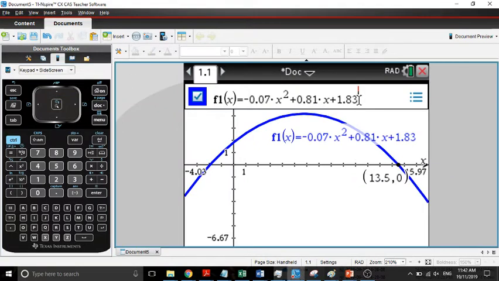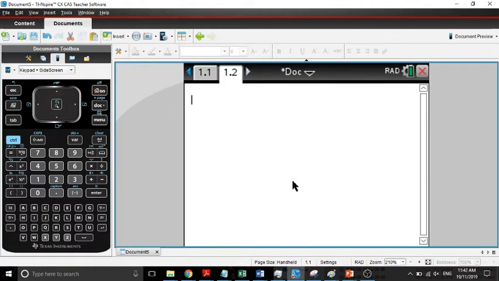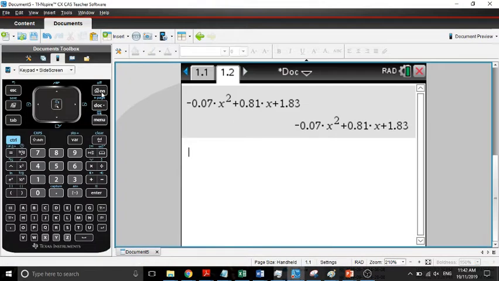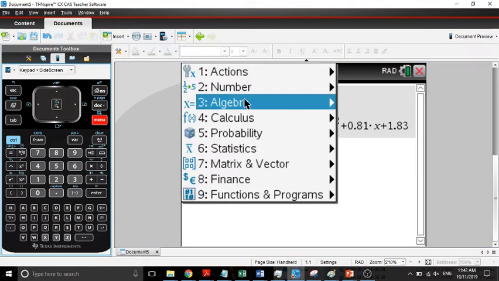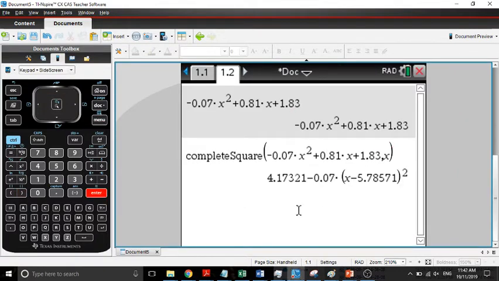So I'm going to take this, highlight it, and copy with Control C, and put it over into Calculator. I'm going to paste that with Control V and press Enter. Now, like I said, it's going to complete the square. So we go Menu, Algebra, Complete the Square. We press the up arrow key, comma x, close that, and there we have it.